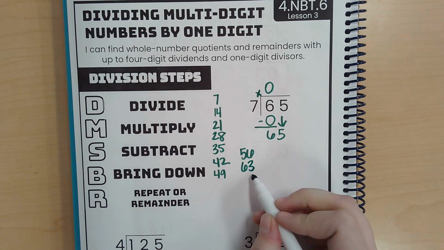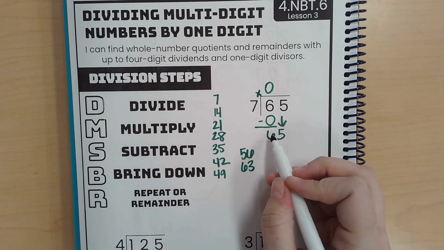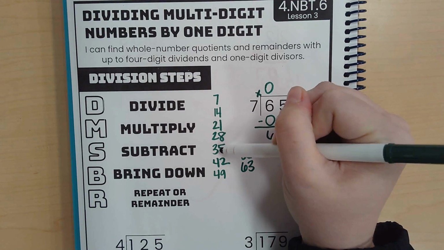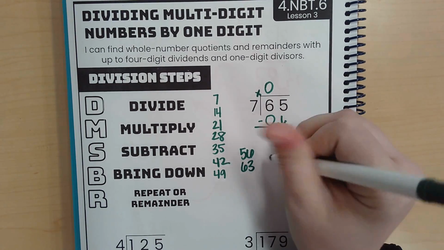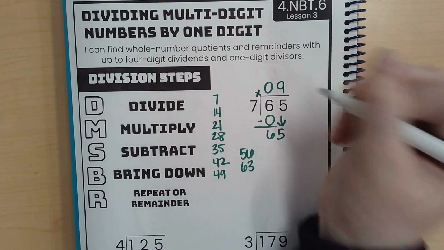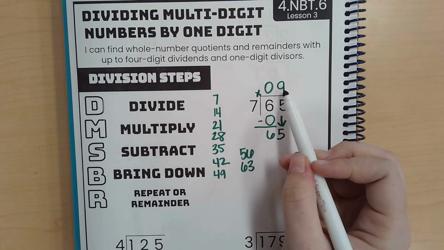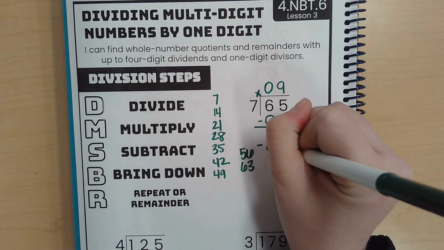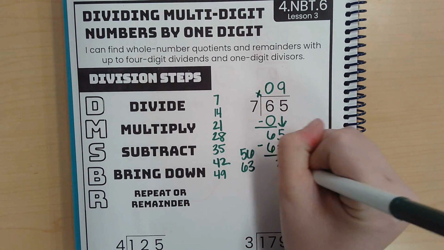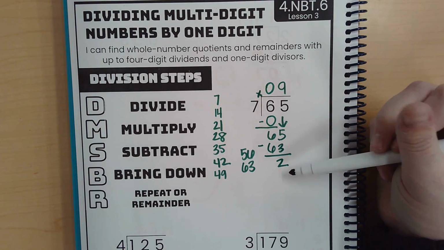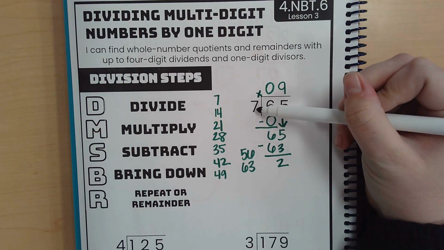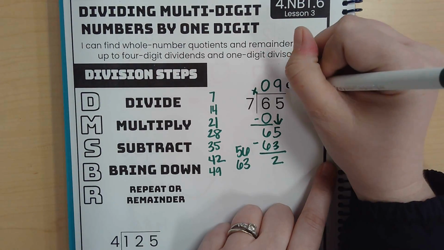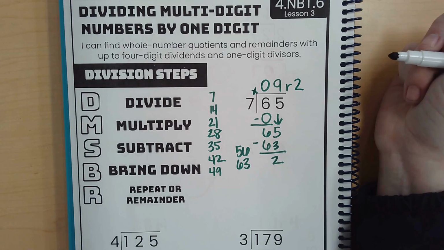And so now I know I cannot add another 7 because I will go over. So let's count how many 7s just to be sure. 1, 2, 3, 4, 5, 6, 7, 8, 9. So I'm going to put the 9 up here because I have 9 equal groups of 7. I'm going to subtract my 63, which leaves me with 2. I check, is my number bigger or smaller than my divisor? It's smaller. So it is going to be a remainder instead of repeat. So it's 9 remainder 2.